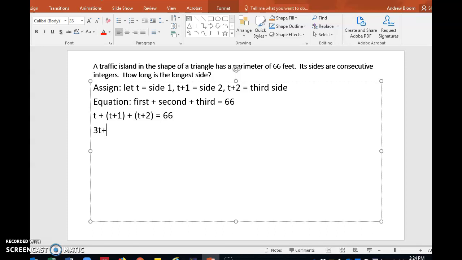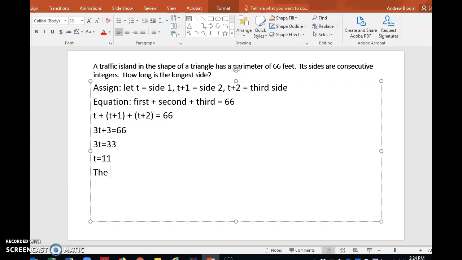Combining like terms, we get 3t plus 3 equals 66. Subtracting 3 from both sides, we get 3t equals 33. Dividing both sides by 3, we get t equals 11. If you've noticed, I keep going back and deleting the capital T that shows up as default with Word and PowerPoint, but it's important that our variables remain the same all the way through a problem. So it's not okay to go back and forth between lowercase and capital, because there's a lot of times when we look at two different variables and one might be a lowercase t and one a capital T, and they have different meanings.